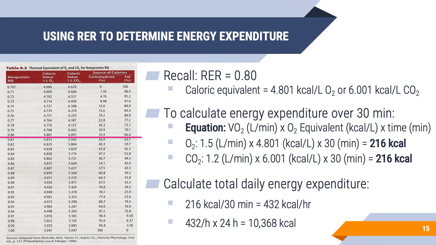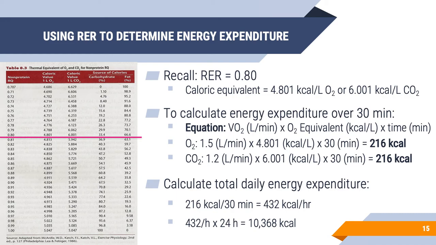expenditure. On the CO2 side of things, we can calculate this by multiplying 1.2 liters per minute of CO2 by 6.001 kcal per liter, which is our CO2 equivalent, multiplied by 30 minutes. Again, on both sides of this equation, you get the exact same answer of 216 kcals of energy expended, regardless of whether you used oxygen or carbon dioxide to get this answer.